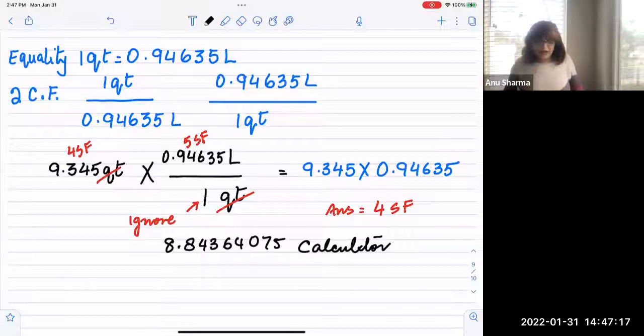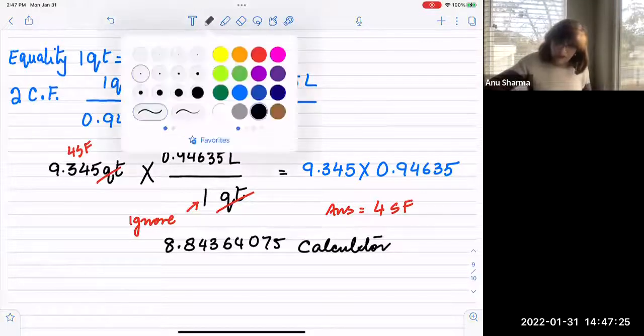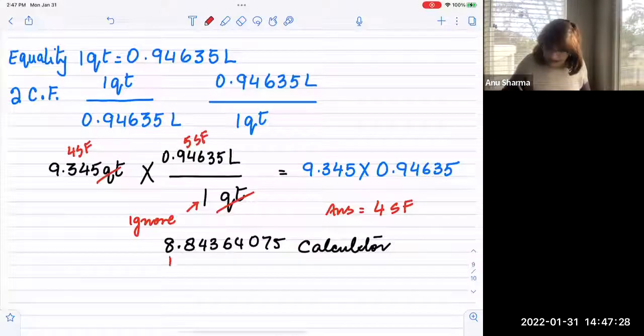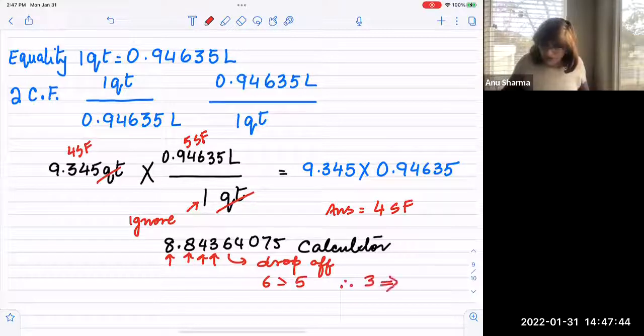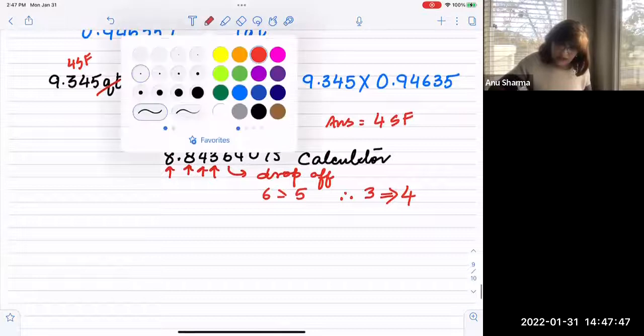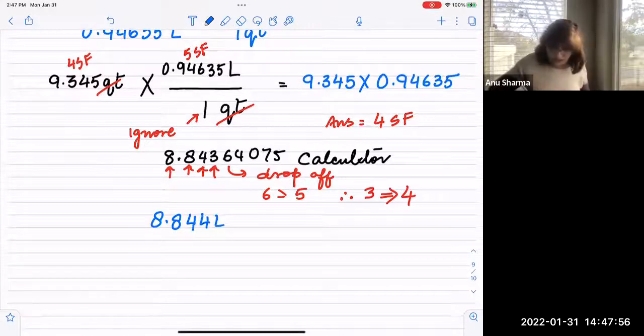So when you multiply 9.345 with 0.94635, you get 8.8436475. According to the rules, we only need 1, 2, 3, and 4 significant figures, only these. But the 6, we are dropping off. The 6 is more than 5. Therefore, what happens to the 3? The 3 is converted to 4. So your answer then becomes 8.844 liters. And that's the answer.